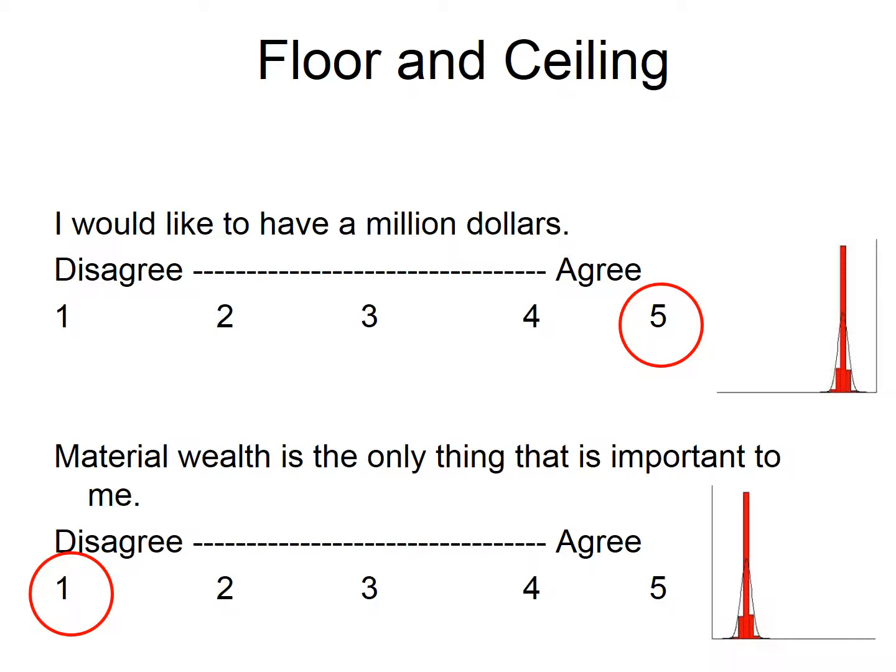Again, material wealth is the only thing that's important to me. We might want to say material wealth is the primary thing that is important to me. We'd probably get some more variability. Or material wealth is one of the top things that I think about as far as what makes me happy. That again might get us some more variability.